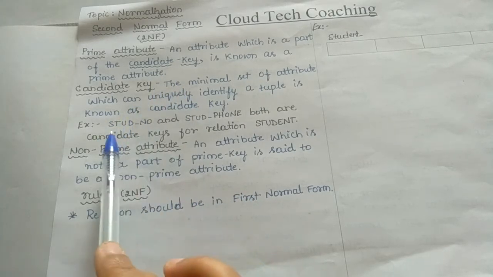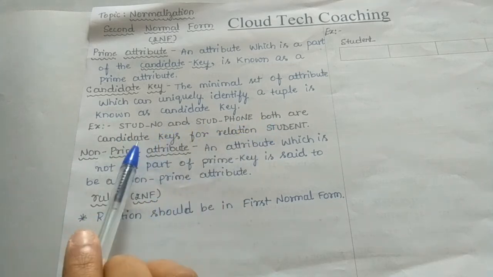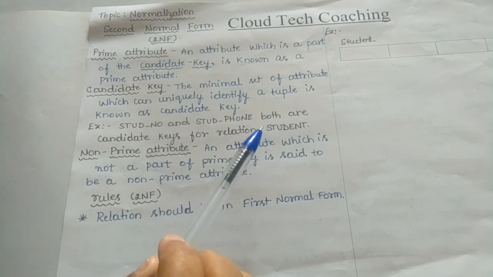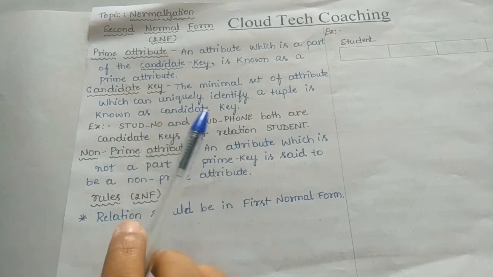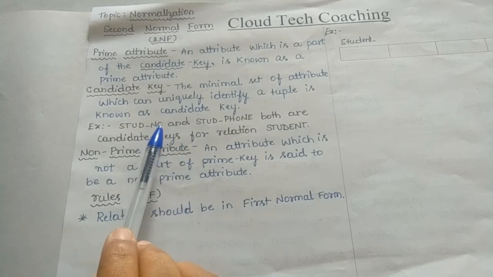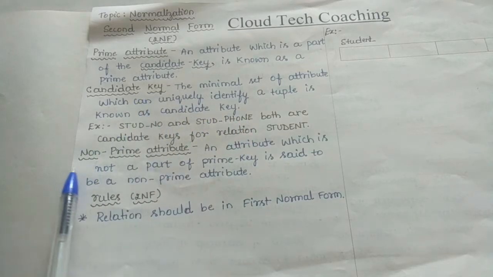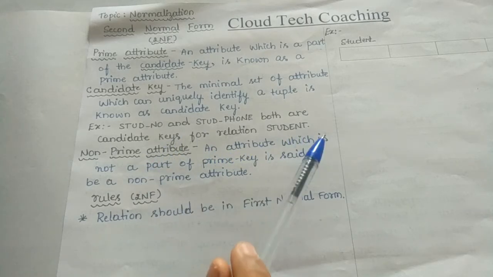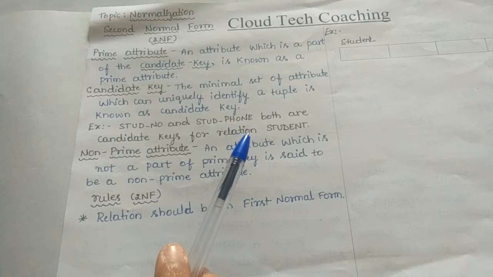For this we can give an example: student number and student phone number are both candidate keys for the relation student. Just consider there is a relation named student, and student number and student phone number can serve as candidate keys. That means student number cannot be repeated; it serves as a unique key for the student relation. So this is about candidate keys. Then, non-prime attributes: an attribute which is not a part of the prime key is said to be a non-prime attribute.